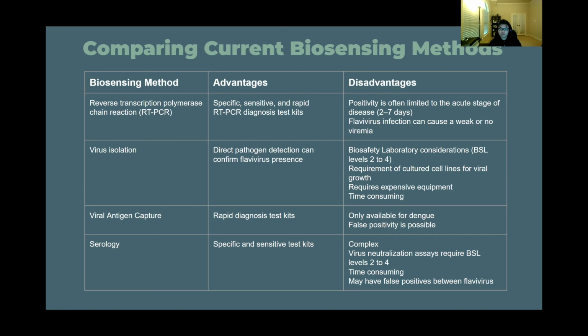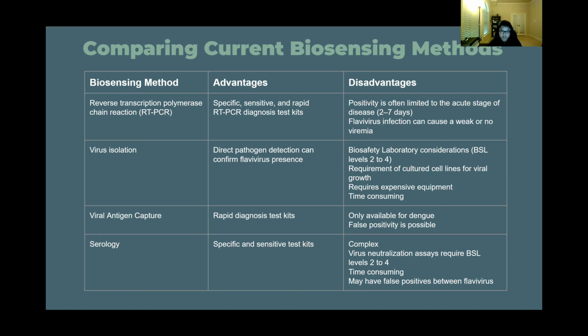Next, viral antigen capture is a method of virus capturing samples using a specific antibody and offers simple and rapid detection, but lacks versatility as it's only viable for dengue and introduces the risk of false positive detection. Lastly, serology involves the complex study of blood serum and is similar to viral antigen capture in terms of vulnerability to false positives.